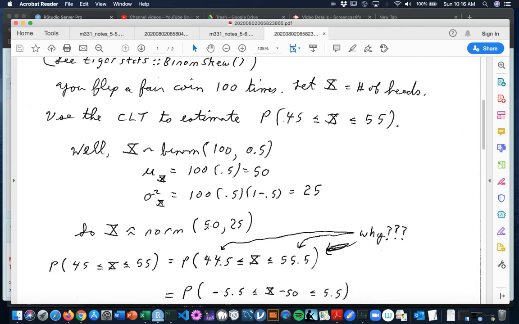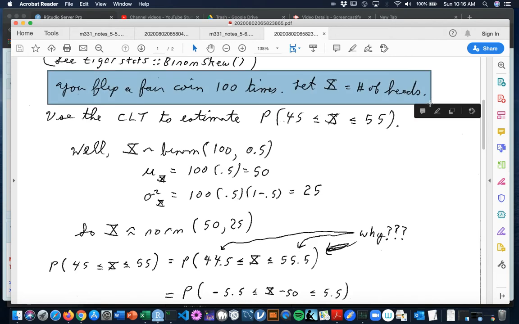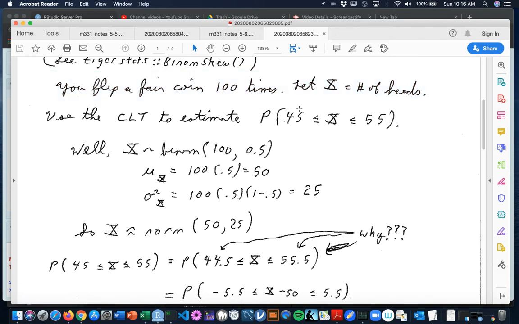So let's apply this. Let's approximate a binomial probability using the central limit theorem. So we need to set up a binomial random variable. Say you flip a fair coin 100 times, you're counting the number of heads. And you want to find maybe the chance of getting anywhere from 45 to 55 heads, including the 45 and the 55.